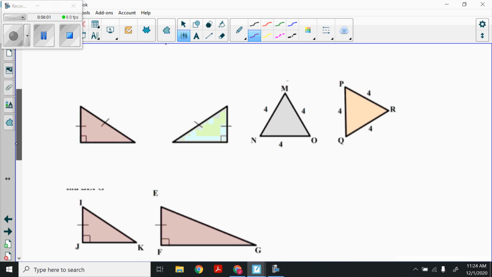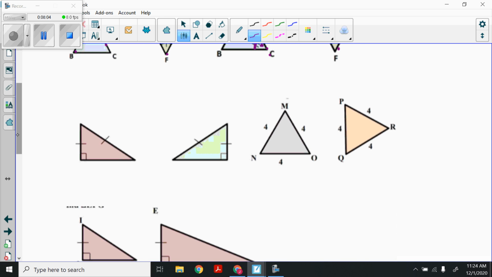All right, this next one, we're going to go ahead and add some letters. So this is going to be A, B, C, I'll do D, E, and F.